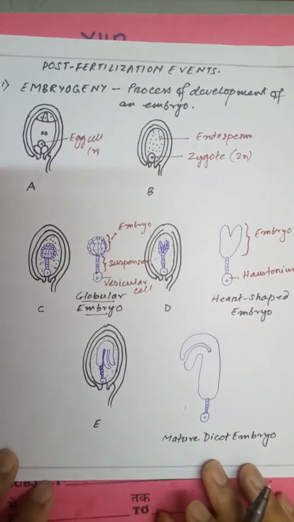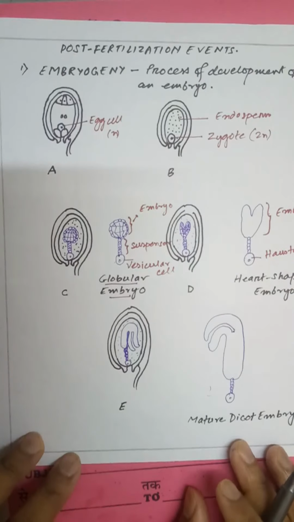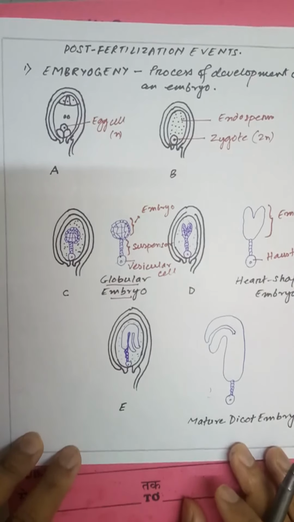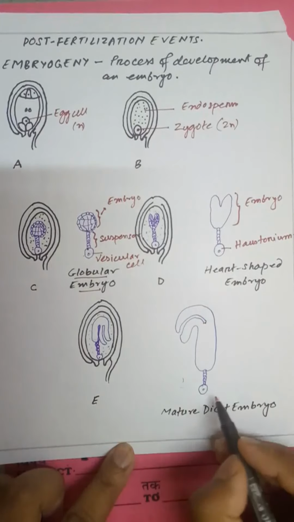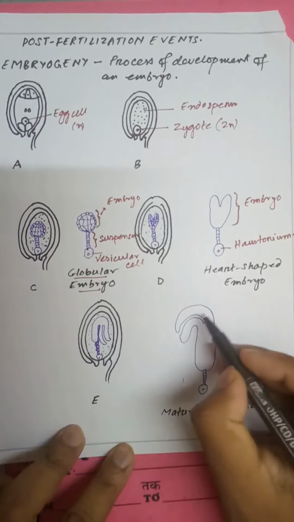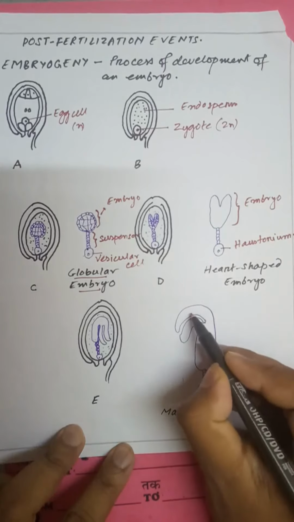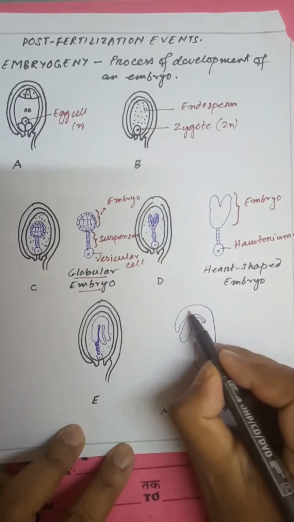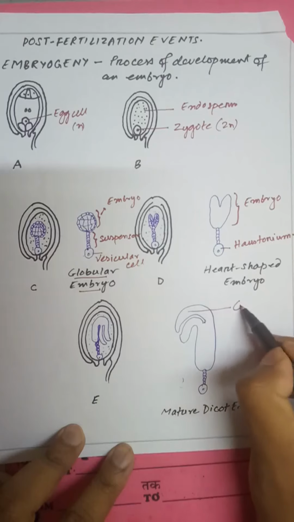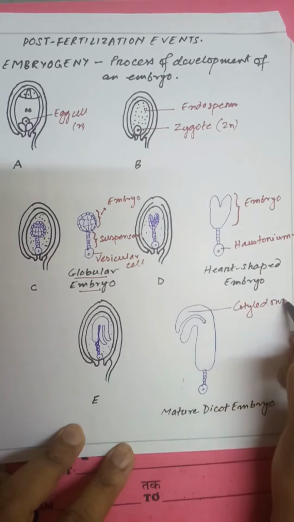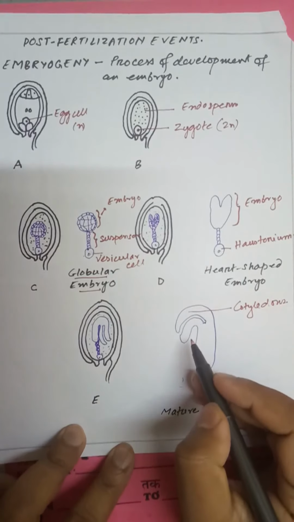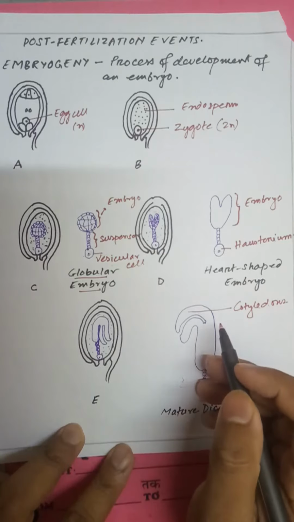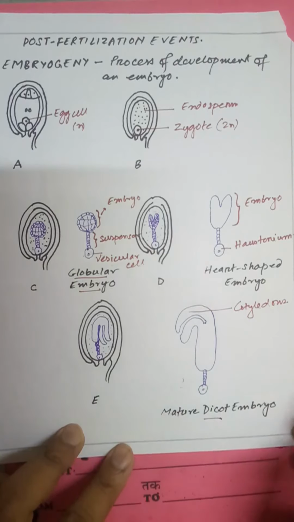If you look at figure E, figure E shows a mature embryo. Now you see the development here. The mature embryo, I have drawn it outside here. This is the mature embryo. Here you can easily find the cotyledons. These two are the cotyledons. You can find two cotyledons, hence you can easily guess that this embryo is, obviously, a dicot embryo. In case of a dicot embryo, we find two cotyledons.